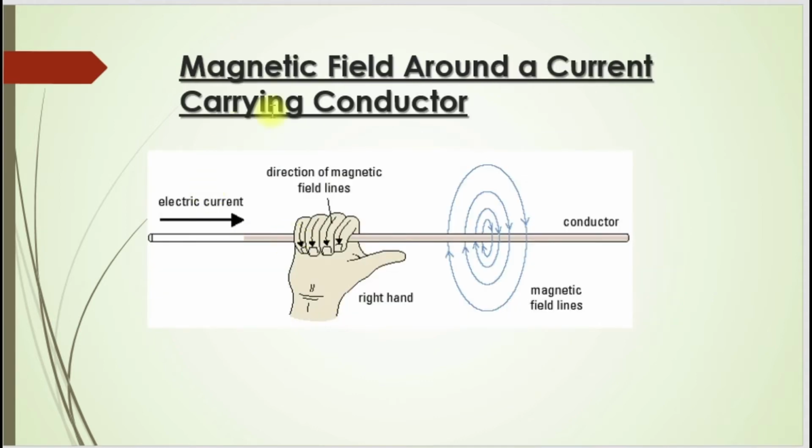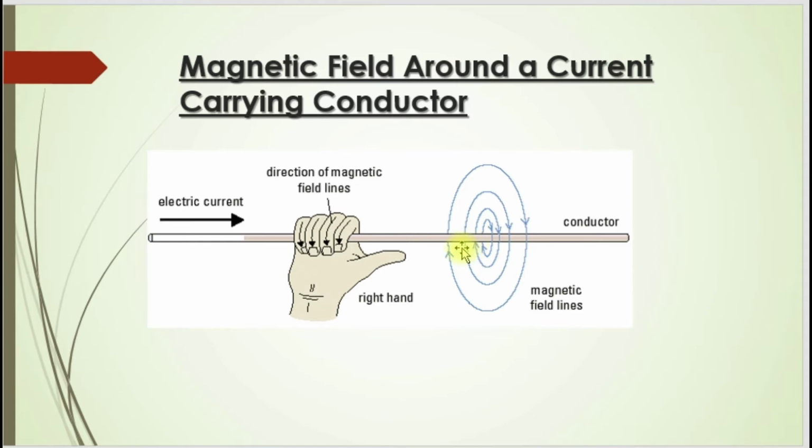Then magnetic field around a current carrying conductor. So you know that when an electric current is passed through a conductor, magnetic field is set up in the surrounding space all along the length of the conductor. So, this magnetic field forms concentric circles or planes normal to the direction of current.